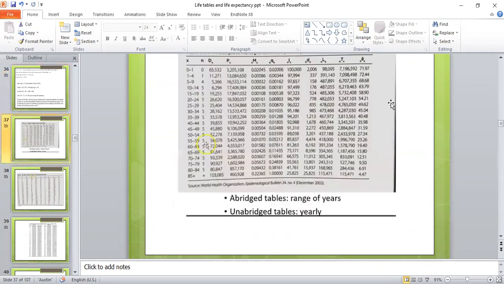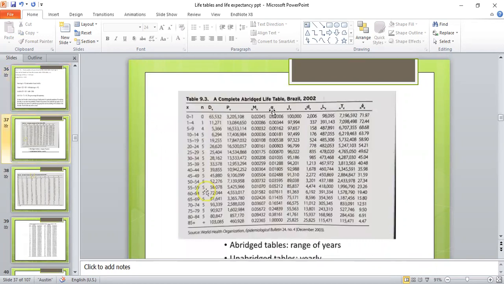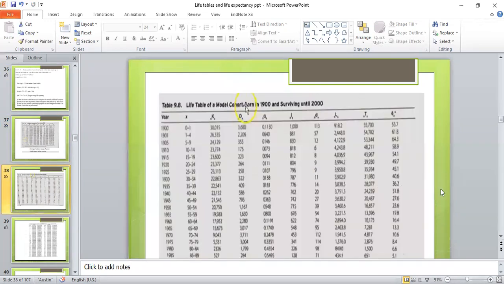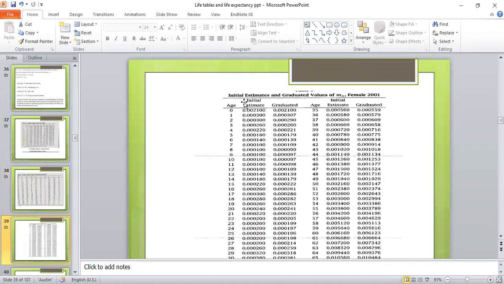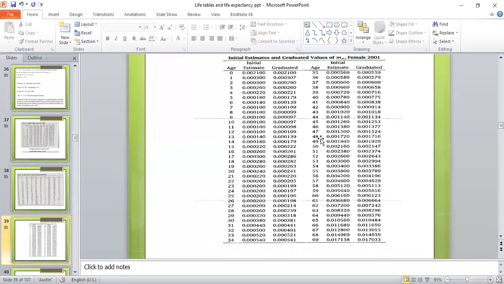There are various life tables. This is a complete abridged life table for Brazil 2002, and it is a static life table because it represents the single year 2002. In it, 8 columns are given: x, dx, mx, qx, and lx for various age groups. This is also the life table of a cohort born in 1900 and surviving until 2000, because the lifespan is given, and therefore it is a cohort life table. It is also a life table showing initial estimated graduated values of mx for females 2001, and it is also a static life table because it presents the data of a single year.